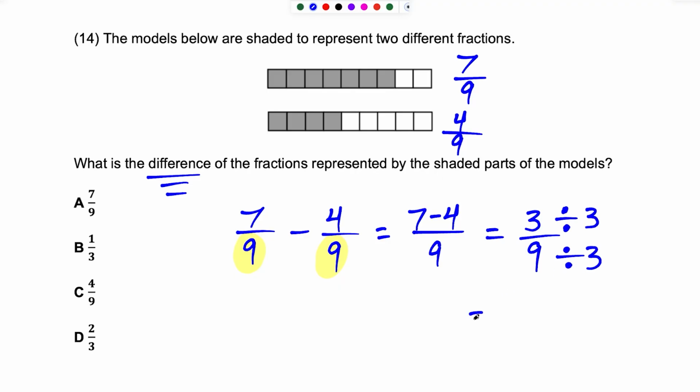So now we could say our final answer here, 3 divided by 3 is 1. 9 divided by 3 is 3. So our final answer is 1/3. Choice B is our answer.